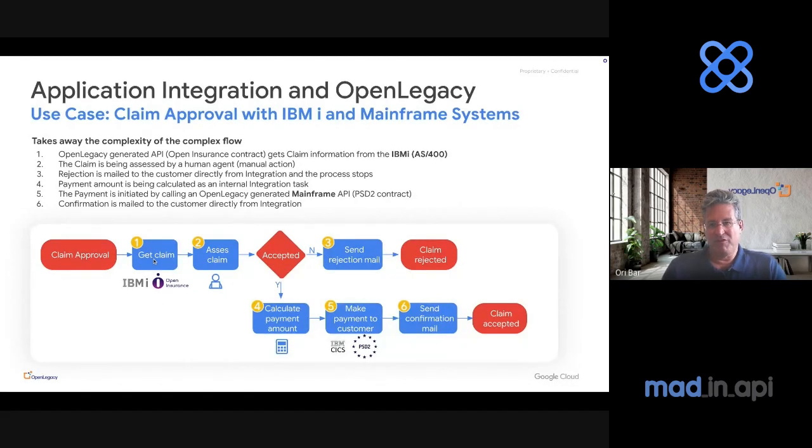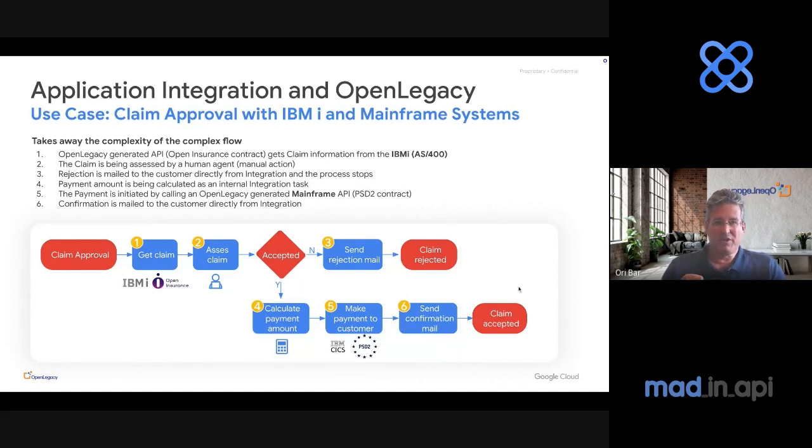Once the claim information gets into application integration, there is an agent, the CSR, assessing the claim and deciding, okay, can we accept this? In case it's rejected, it's going to initiate a mail to the customer saying, sorry, your claim is rejected. If it's approved, application integration is going to trigger a calculation of the payment amount, and it's going to call an API to the core banking system running on a mainframe to initiate the payment to the customer. And that's based on PSD2, which is the standard for banking in Europe. Once the payment has been made, it's going to send a confirmation mail to the customer, and the process is done.